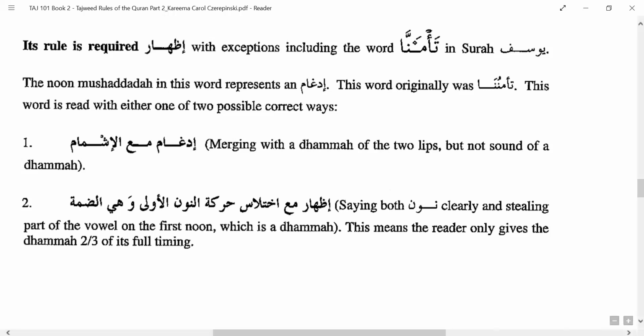The second way is izhar with ikhtilas, stealing the movement of the first noon, which is the dhamma. You say both the noons clearly while stealing part of the vowel on the first noon, which is dhamma. You will say ta'manuna, but the nu, noon dhamma nu here, you're not going to complete it fully. The reader will give only 2/3 of its full timing, and before you complete the nu, you will move to na. Ta'manna.